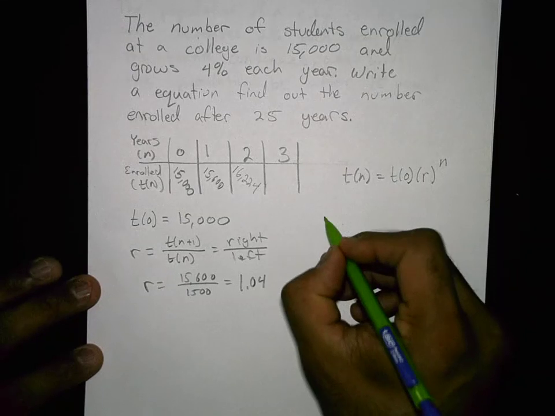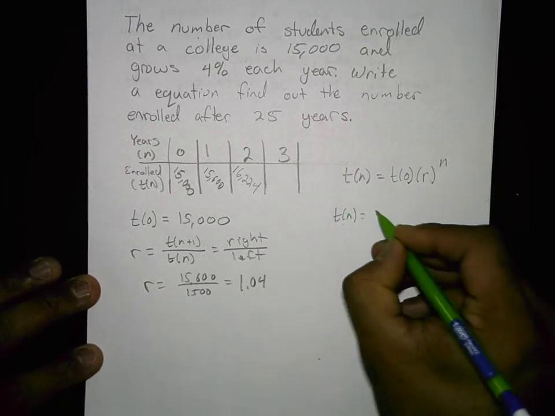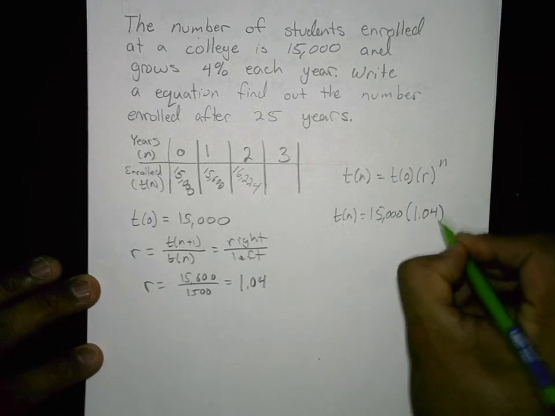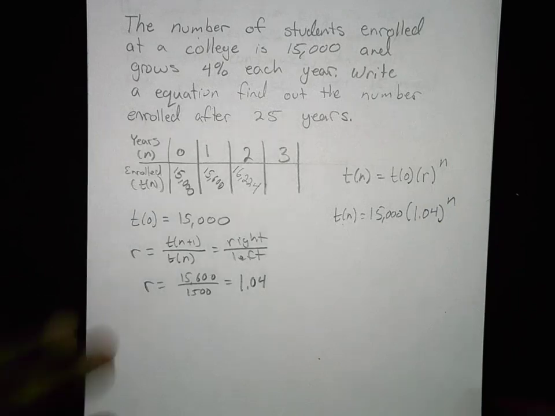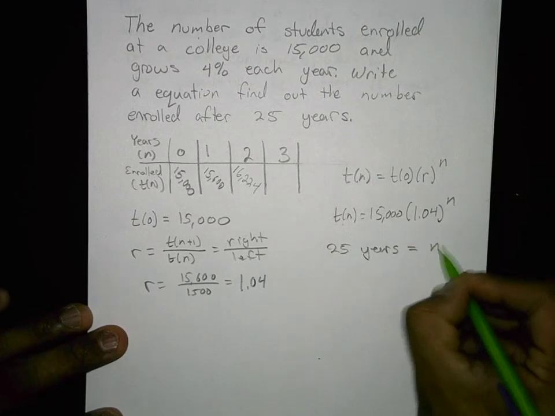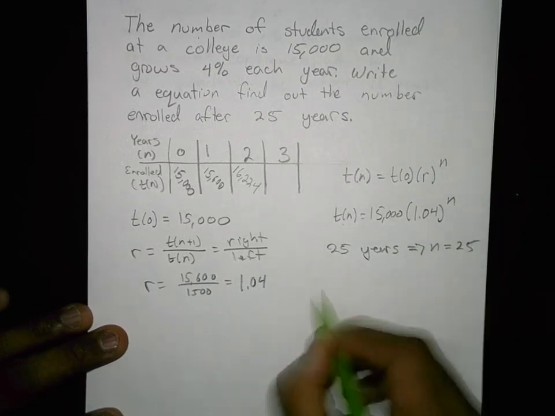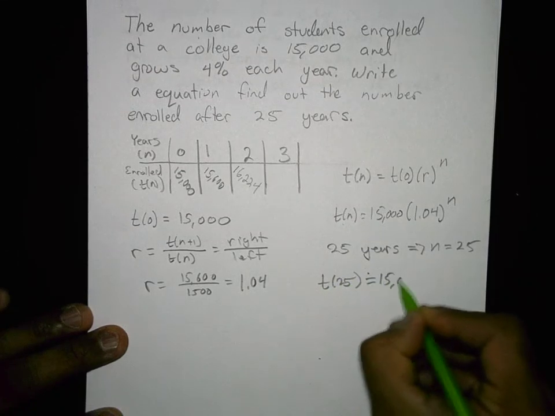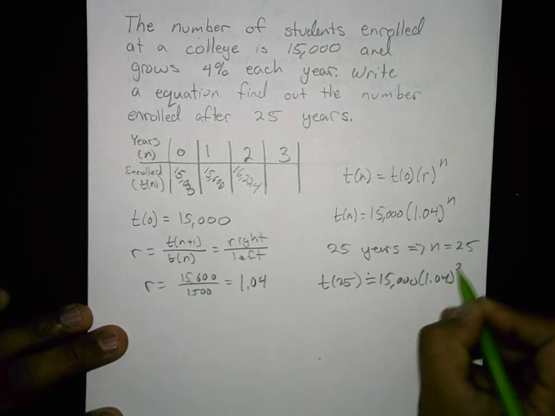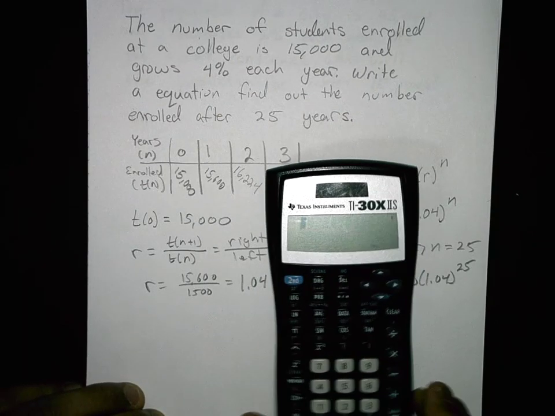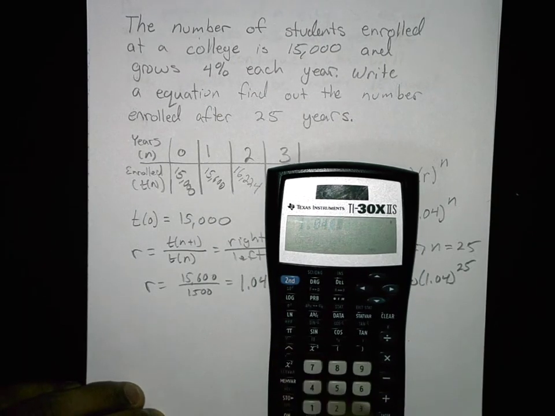So I'm going to go ahead and set up my equation over here. It's going to be T of n equals the 0 term, or what I started with, times that to the n. Now we want to find 25 years. So 25 years is equal to when n equals 25. So I'll just punch this into my calculator. 1.04 to the 25th power is 2.6.